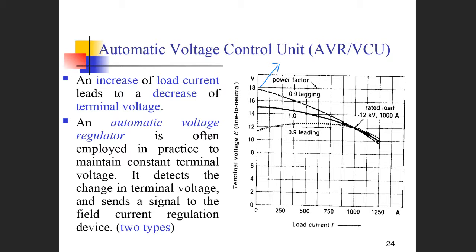Here is the full load point. The armature current is 1000 amperes at a terminal voltage of 12 kilovolts. The difference is 6 kilovolts. This 6 kilovolts is due to the internal voltage drop from the load current. So you can quickly estimate, for these loadings, naturally from these curves, you can determine the generator's armature reactance.